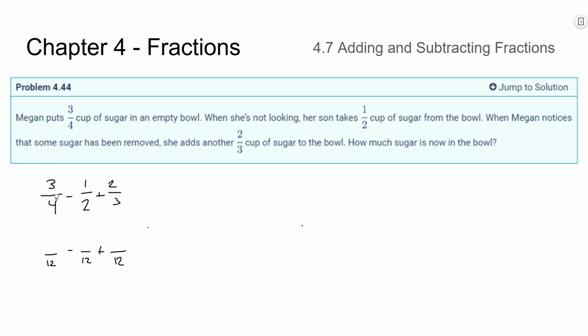All right, well, how do you get this one to 12? It would be times 3 over 3, so that'd be 9 over 12. And this would be times 6 over 6, so that would be 6 over 12. This would be times 4 over 4, so this would be 8 over 12. Okay, so 9 minus 6 is 3, plus 8 is 11. 11/12. 11/12 what? So with word problems, let's see what we're actually talking about and if that makes sense. Does it actually answer the question? How much sugar is now in the bowl? So if we had 3/4 of a cup and we took away half a cup, and we added 2/3 of a cup, then what we're left with is 11/12 of a cup.